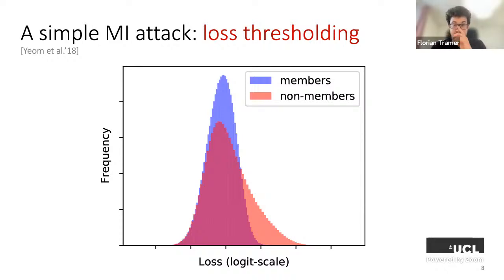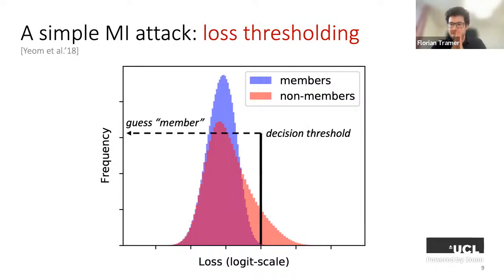The way in which we can now try to do membership inference is to just set some decision threshold somewhere and say that if we observe an input where the loss is lower than this decision threshold, we're going to say, well, this is probably a member.